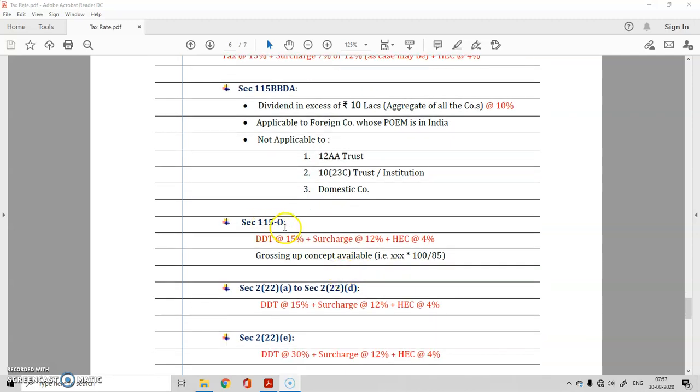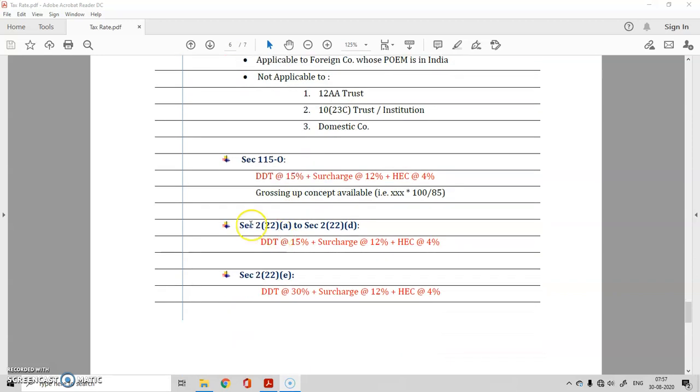Section 115O. It is a section for DDT. It is a very important section and it is mostly asked in the exams. DDT at the rate of 15% plus surcharge 12% plus health and education cess 4%. The grossing up concept is applicable here in section 115O.